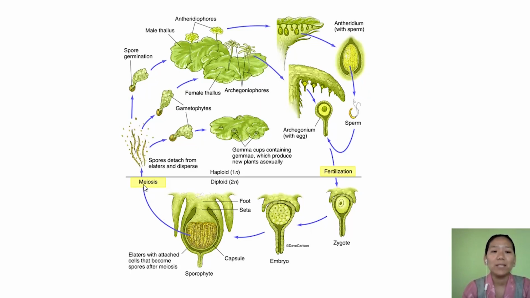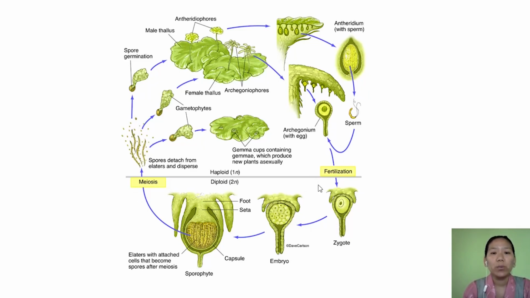So meiosis is a reductional division. Here it is diploid, so meiosis will lead to formation of haploid spores. It gives rise to haploid spores, and each spore will germinate to produce an individual thallus. So this is the sexual cycle in the case of liverwort.